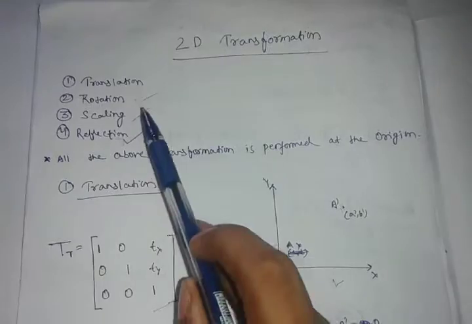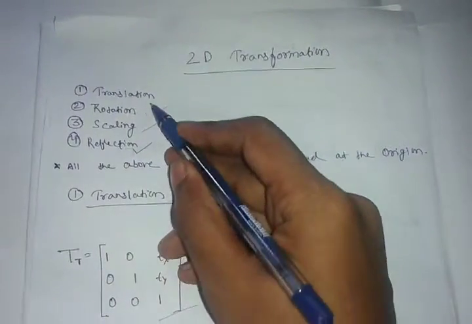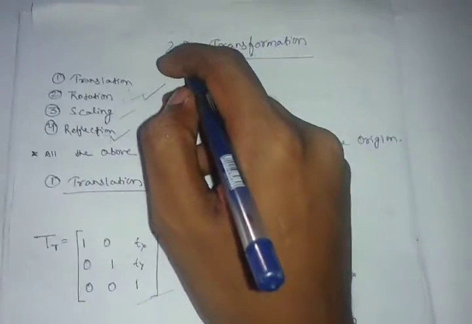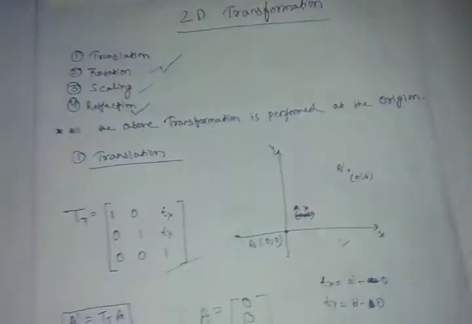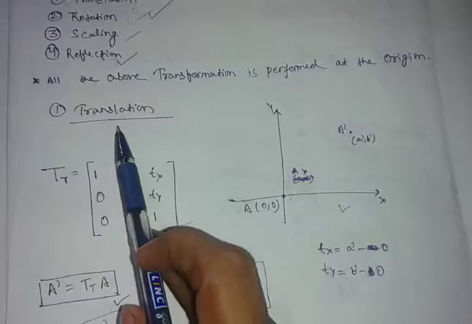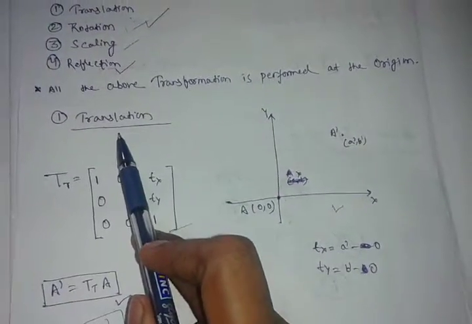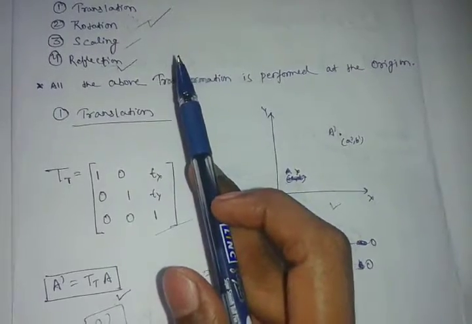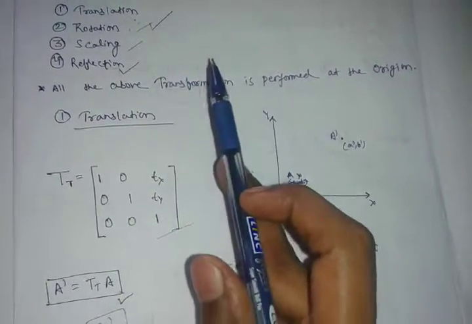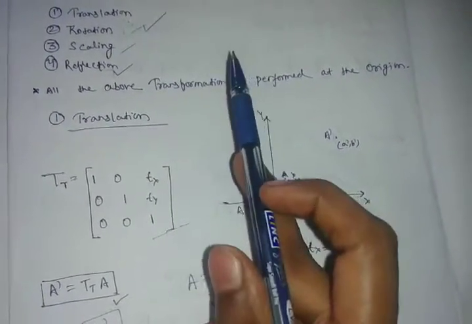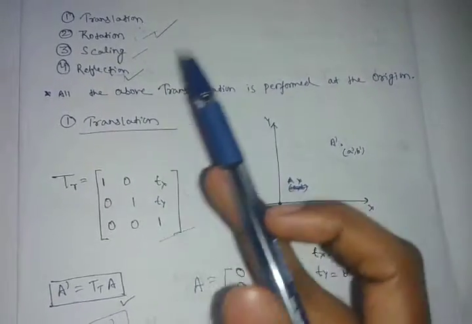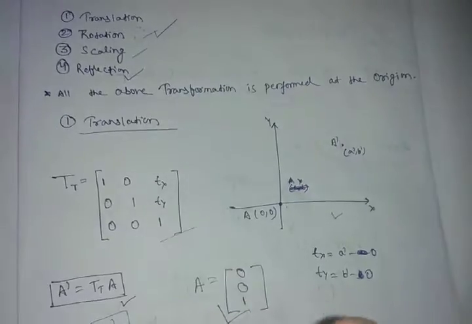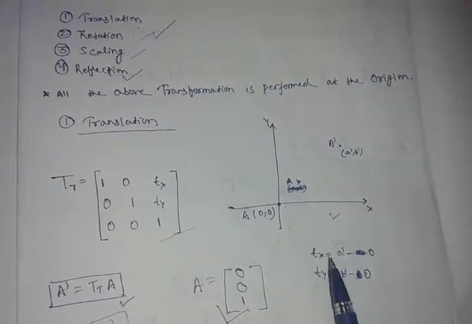So first we're going to see the 2D translation. Fine. So first is translation. What we do? First we translate any object, it may be a point, it may be a line, it may be a rectangle, it may be a triangle, whatever it may be. First convert that into a homogeneous matrix.